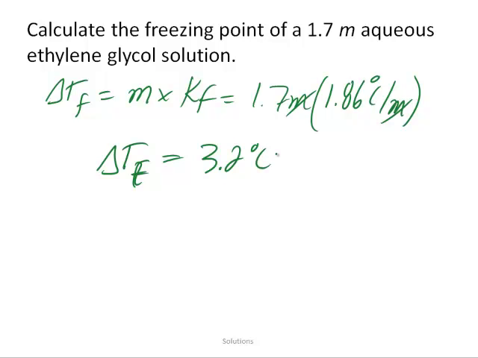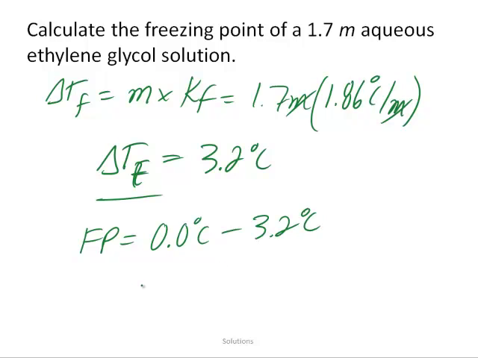So what is the freezing point? Well, that's the change in temperature. So if we know that water normally freezes at 0.0 degrees Celsius, and we subtract the change in temperature, 3.2 degrees Celsius, our new freezing point is negative 3.2 degrees Celsius.